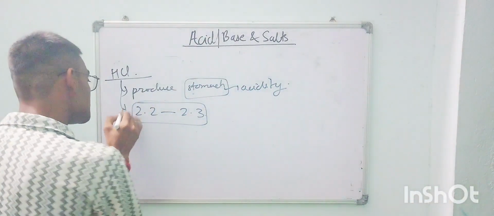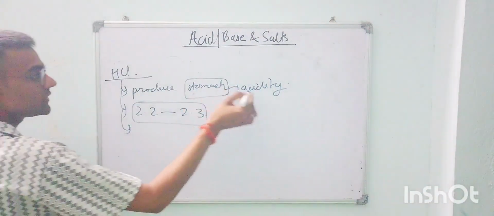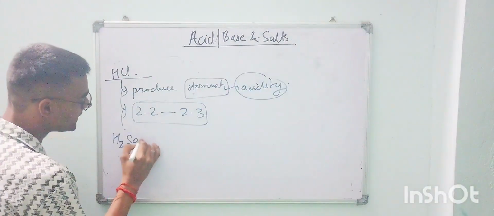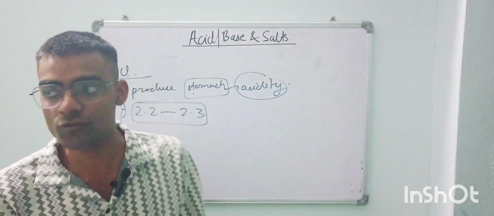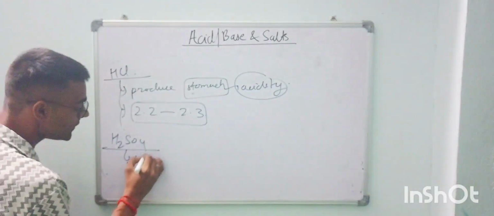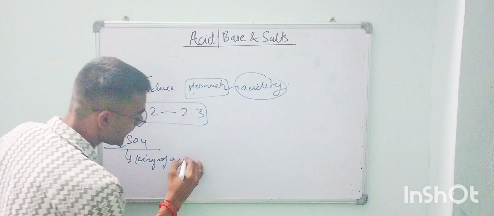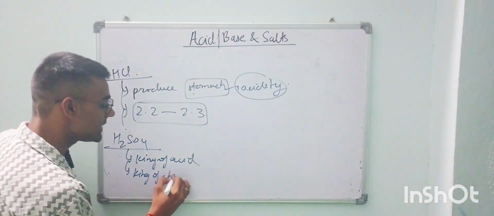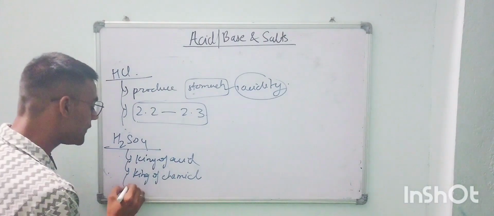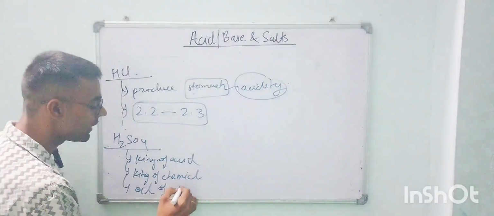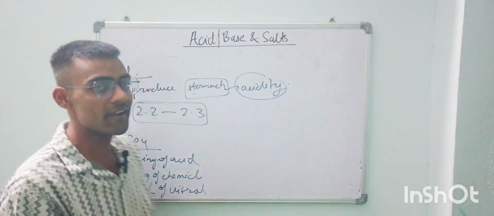It produces the acidity in our stomach. The second one is sulfuric acid, H2SO4. It is known as the king of acid and king of chemicals, also oil of vitriol. These are all its names. It is also used in fire extinguishers.